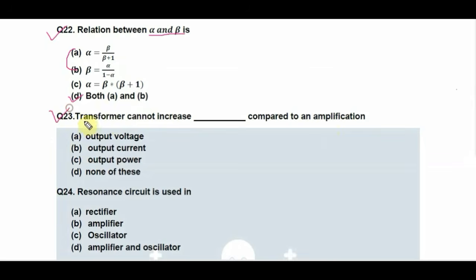In the next question, a transformer cannot increase dash compared to an amplifier. In a transformer, we cannot increase or decrease the output power, so output power is the same. We can increase or decrease the voltage or current. So here option C will be the correct answer. In the next question, the resonance circuit is used in the amplifier as well as in oscillator circuit. So option D will be the correct answer.